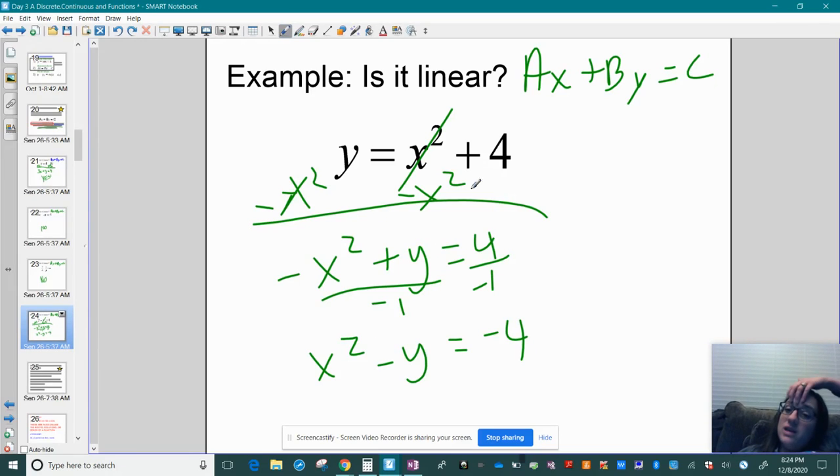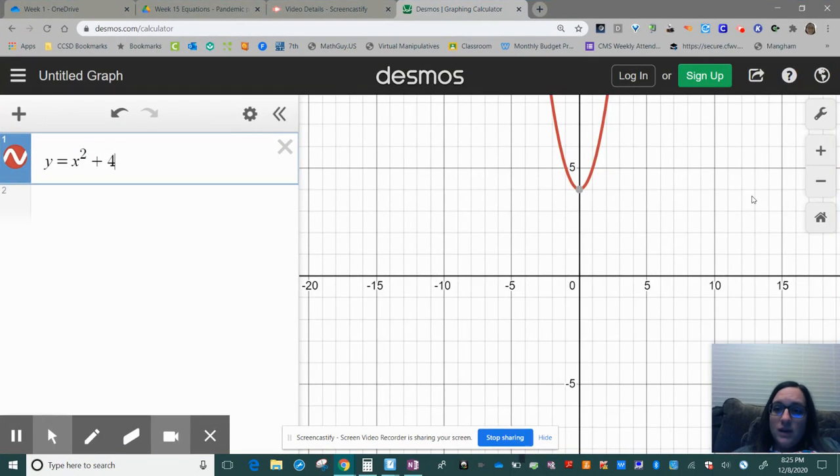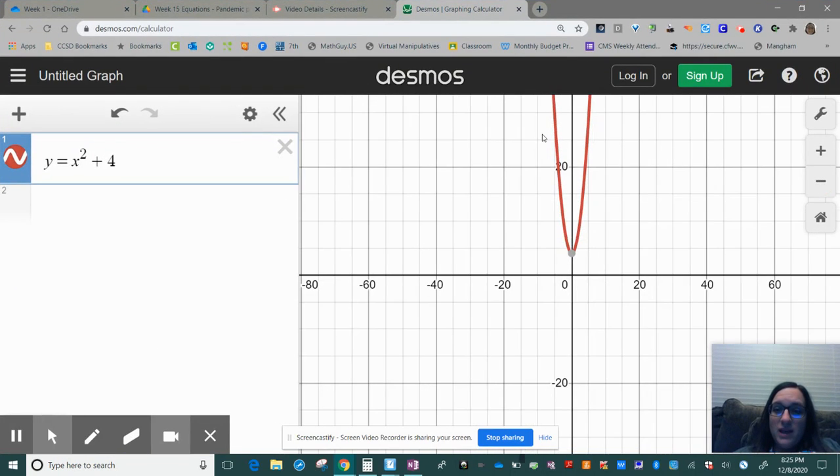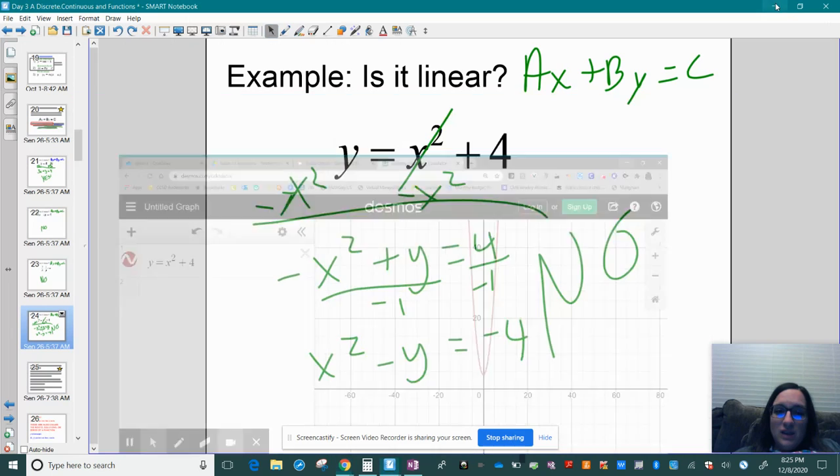But that squared isn't here in this formula. It's not going to work. So this one's a no. We could get closer than those other two, but that's not going to work. Let's see what that looks like. Oh, look. That would be a parabola, a negative quadratic. So that is a quadratic function, not linear.